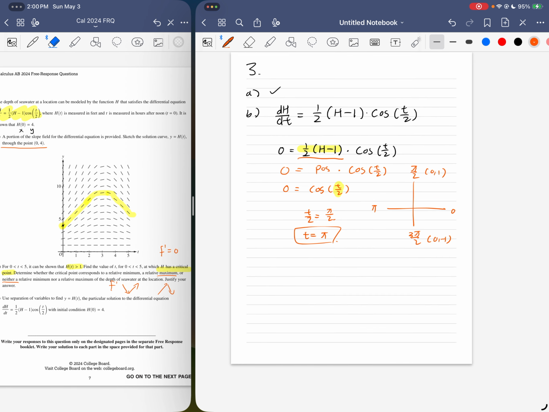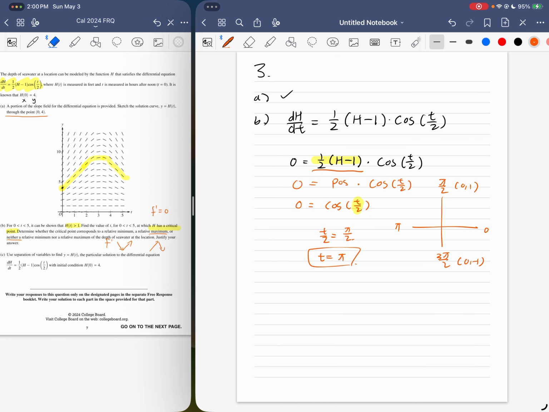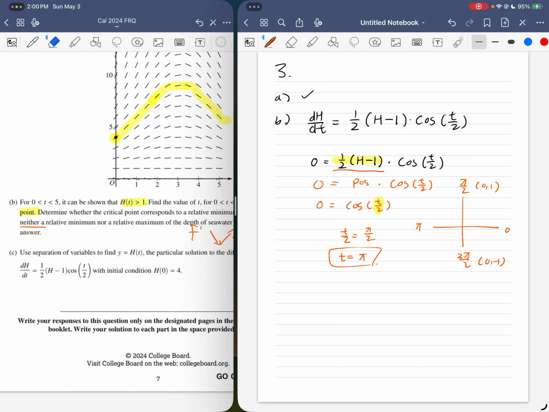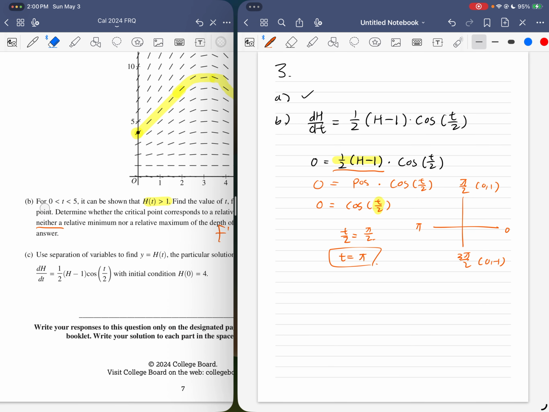What we know is that here, let's see if it is under the domain. Yep, it's under the domain, because it should be between 0 and 5, and pi is 3.14. So yeah, that's it. So what I'm going to write is, for 0 less than t less than pi, from here to here, that's going to be positive, right?